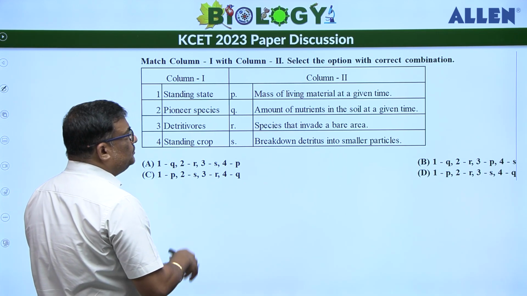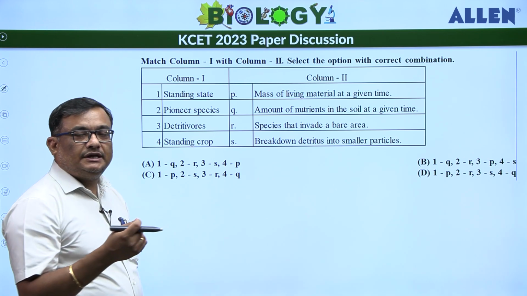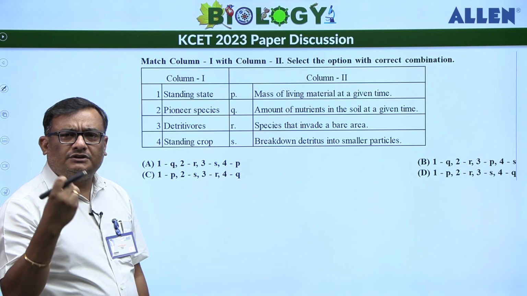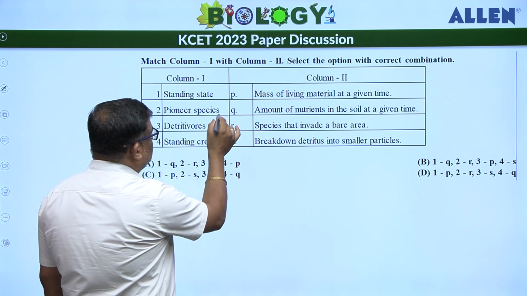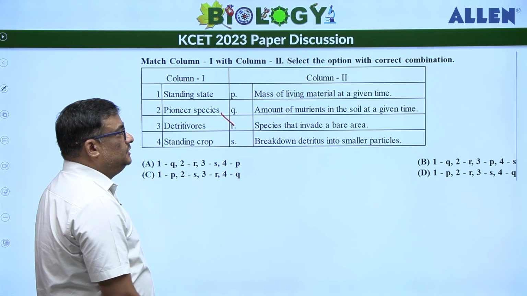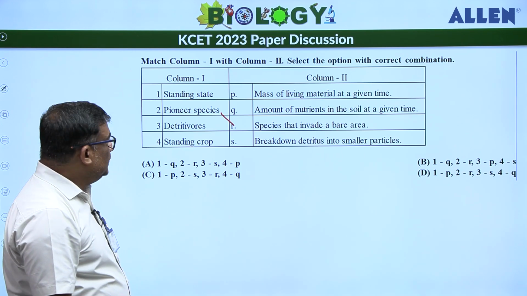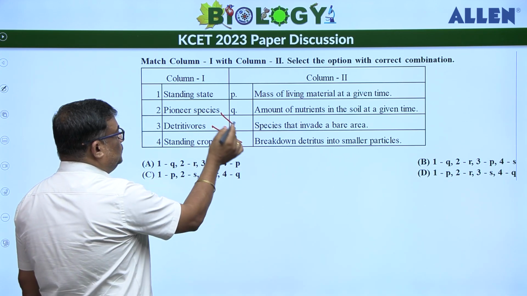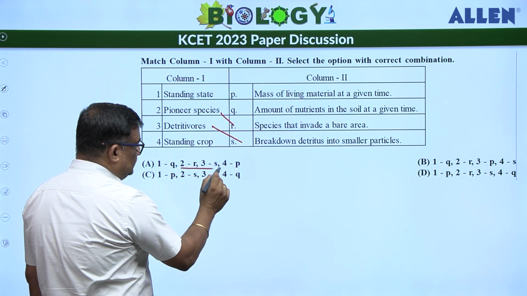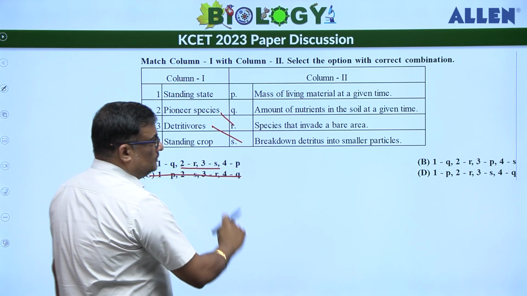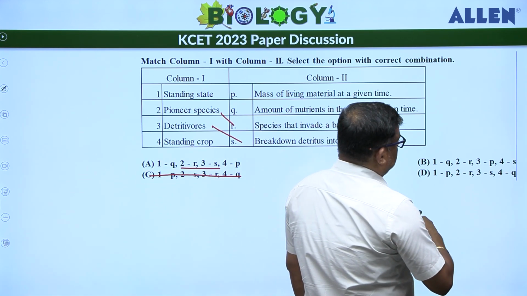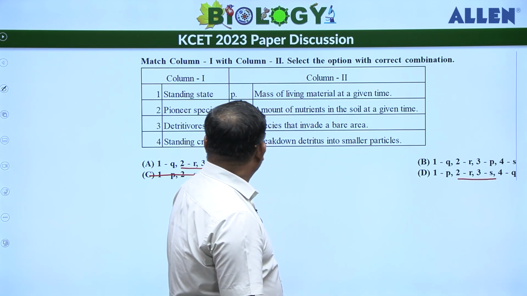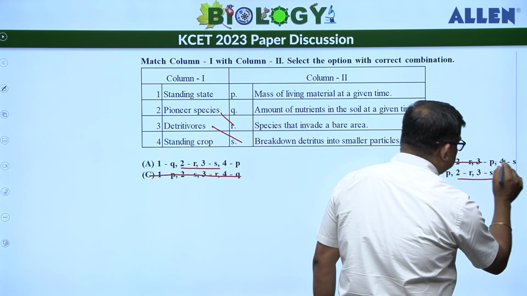So pioneer species, you know that pioneer species are those species which invade an area that was not previously inhabited by anything, or a bare area actually. So this goes with R, species that invade a bare area. Then detritivores break down the detritus into smaller particles. So 2 is R, 3 is S, and this option is ruled out. Okay, 2 is R, 3 is S, fine. And 3 is S, and this one is ruled out.